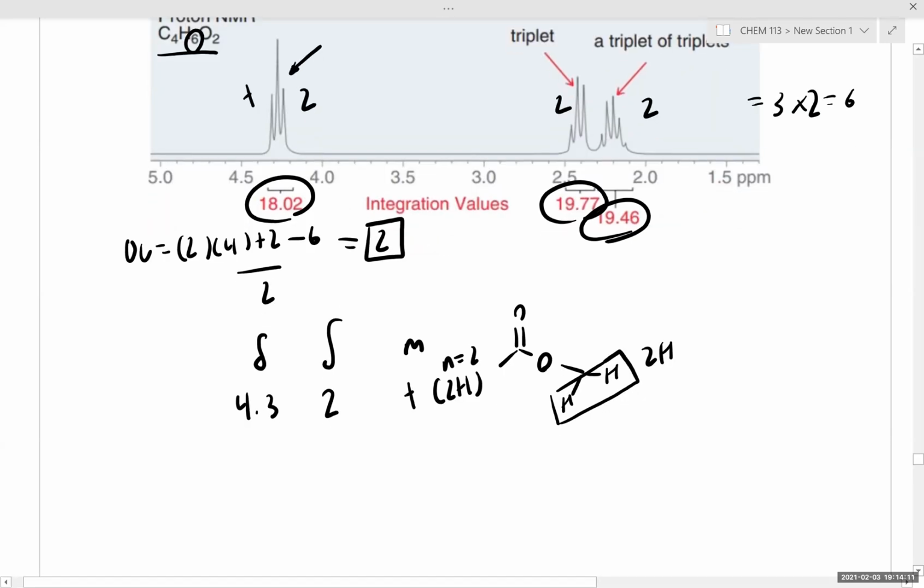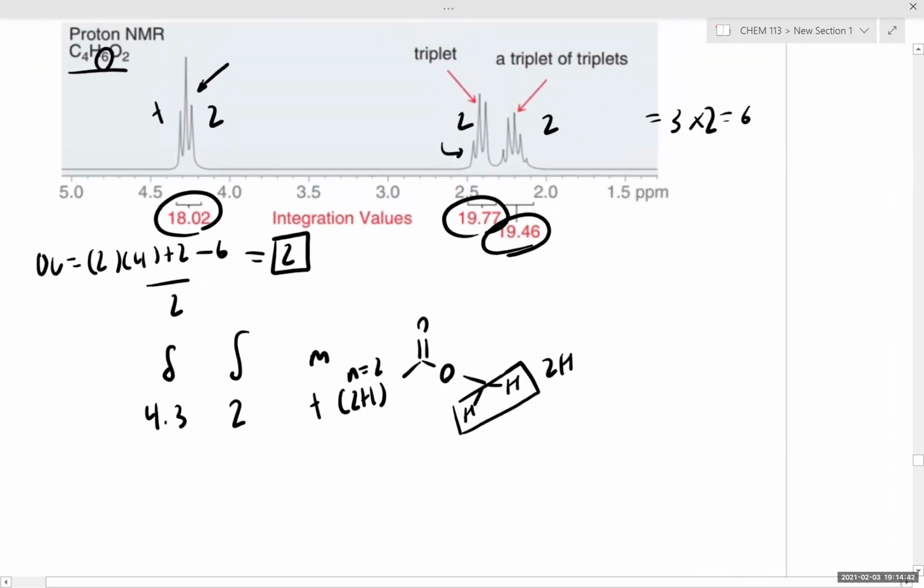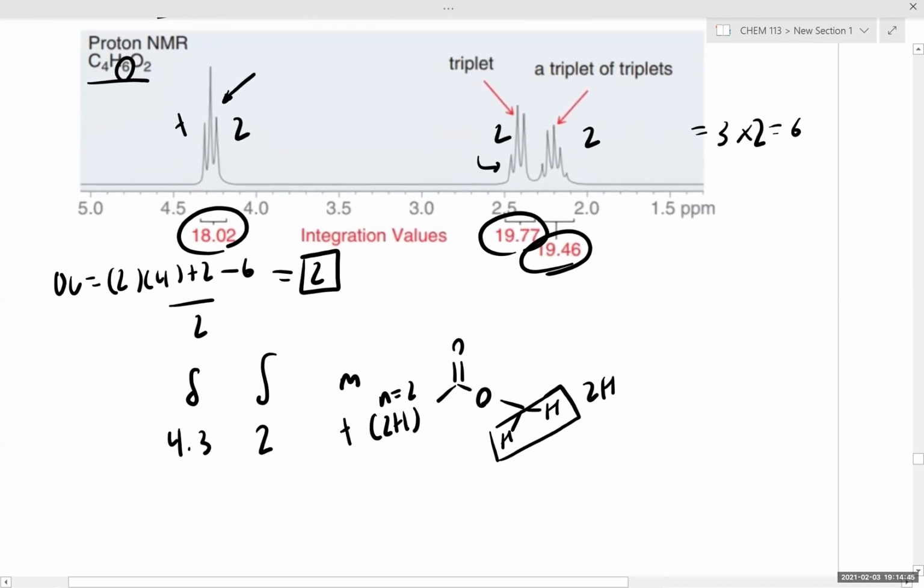So let's keep going. What about this next signal? It kind of looks like a splitting, but I don't know. Like that's a doublet of triplets or something. Or are they two separate peaks? There are two separate peaks. Okay, so it's a triplet. Yes, so this one is a triplet.